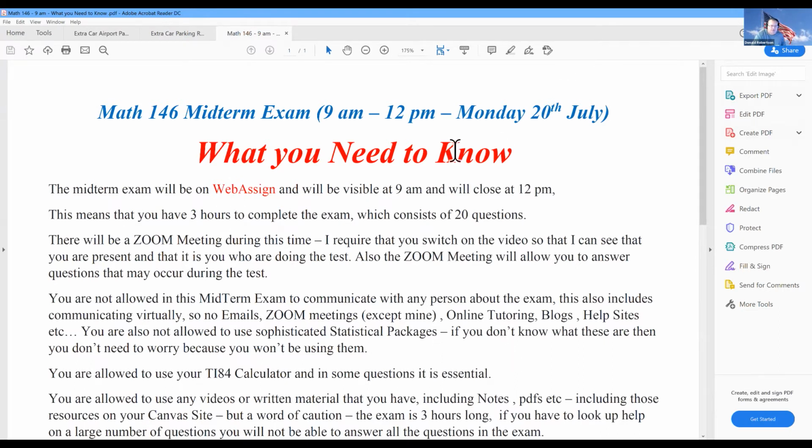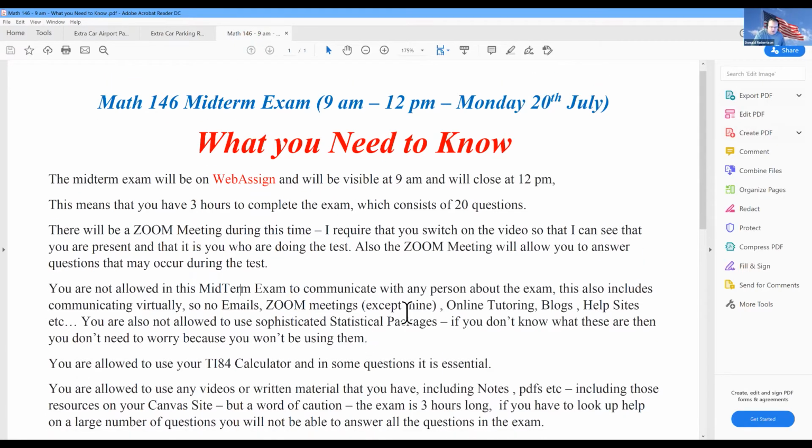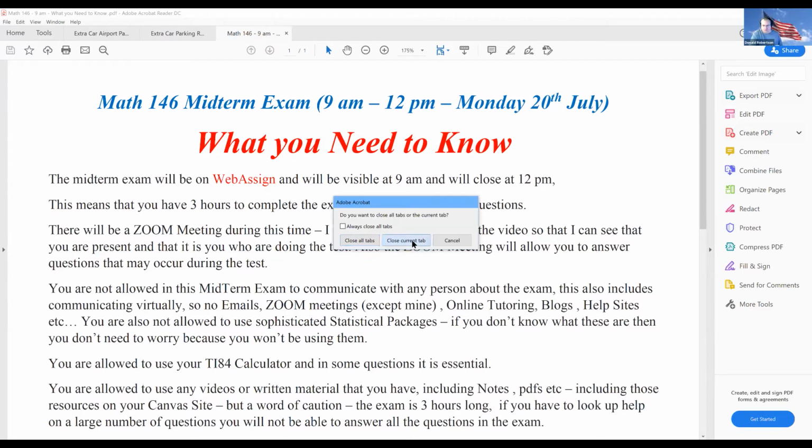Right. I just realised I'm going to have to fix this because it says midterm and it's the final exam, but it's the same instructions. So why don't I just tell you the instructions, as you know.